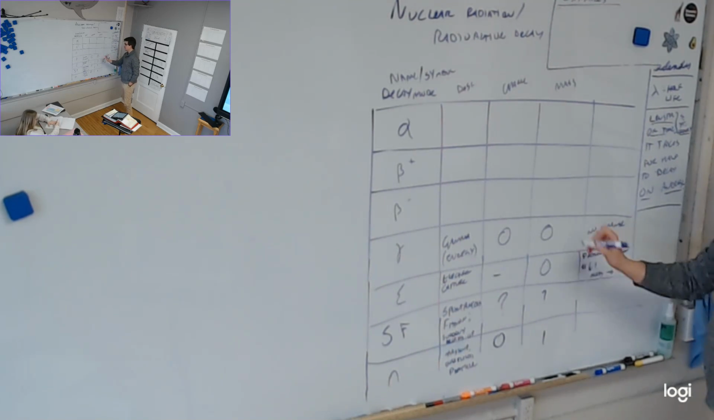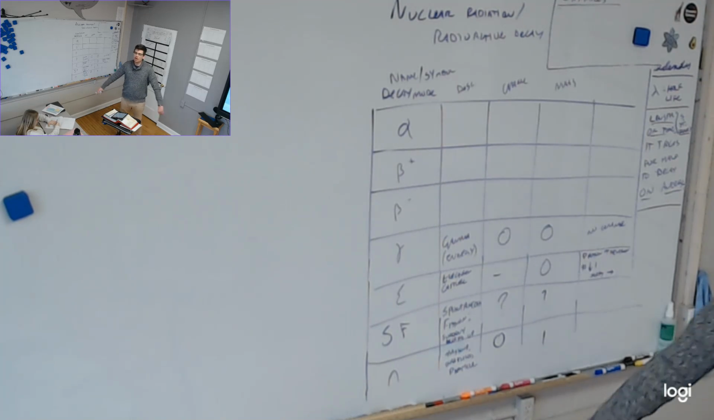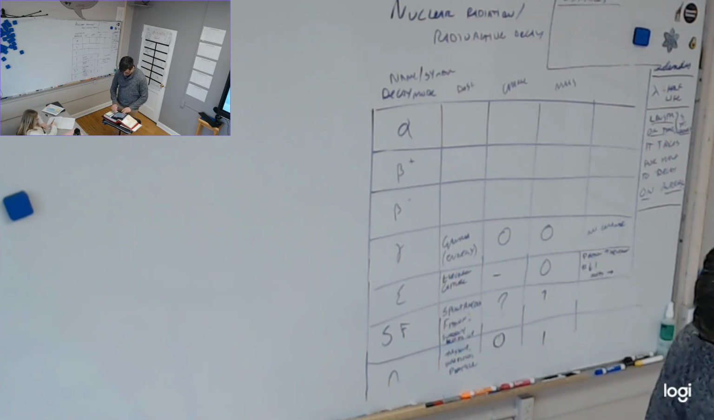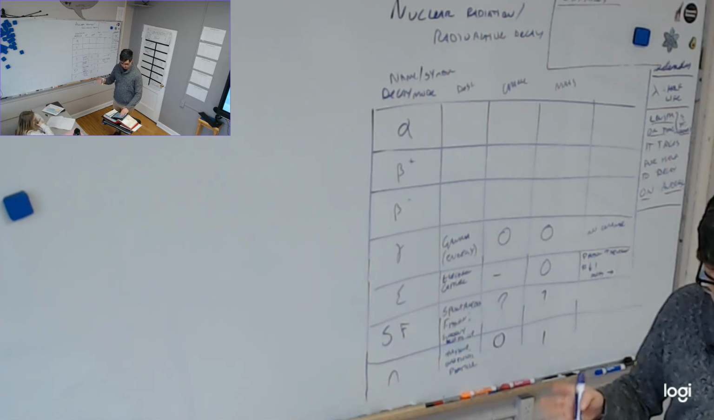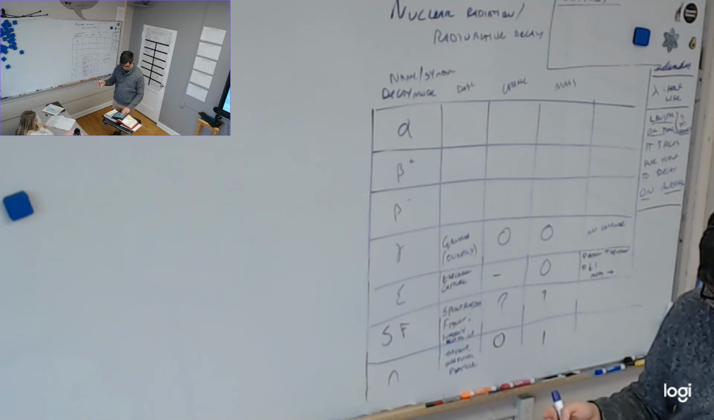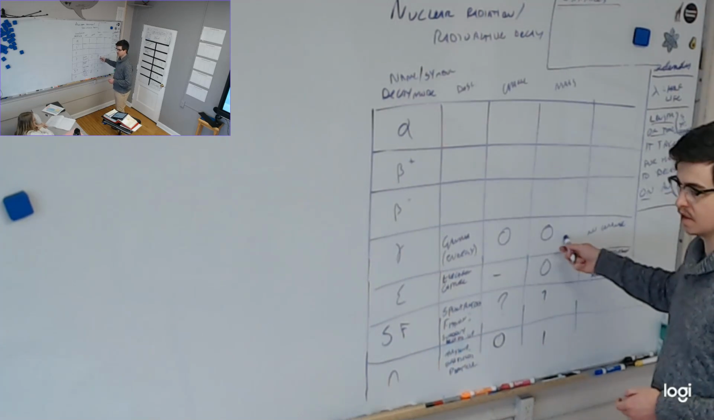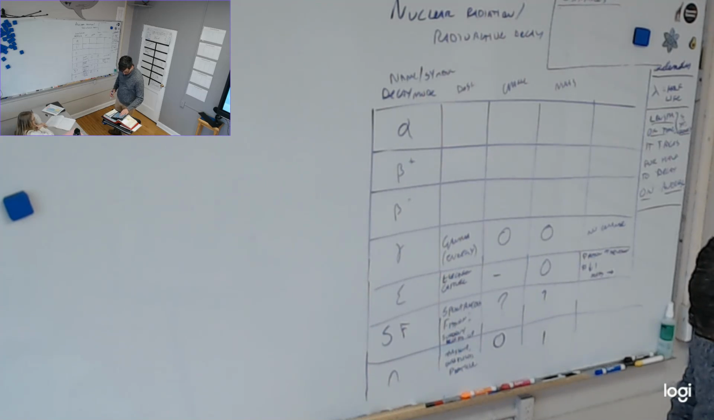Usually, the gamma will be part of something else. So it'll say something like, let me find an example that does this. It'll say something like, substance or isotope X undergoes alpha decay and gamma. And the gamma doesn't change it at all, you just include it in the daughter product.